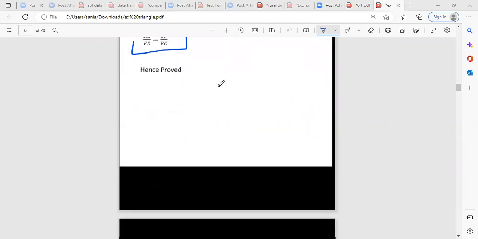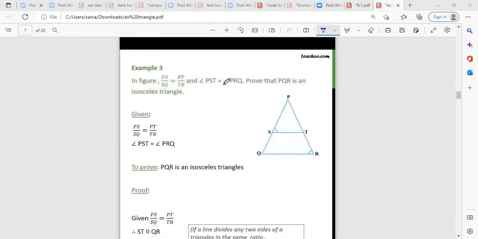Okay. So let's just start with example number 3. Over here in the figure, PS divided by SQ is equal to PT divided by TR, and this angle is equal to this angle. You have to prove that PQR is an isosceles triangle. An isosceles triangle, you know the property, has two equal sides.